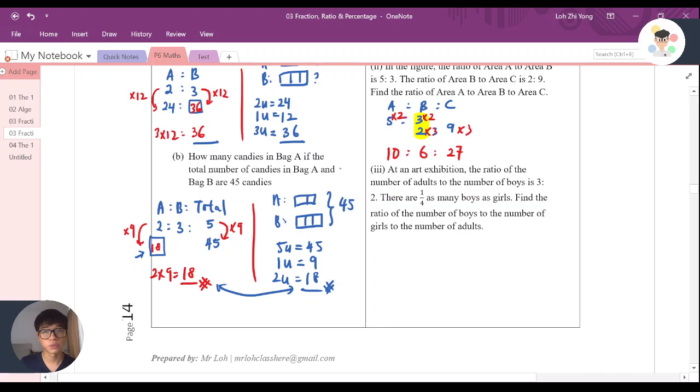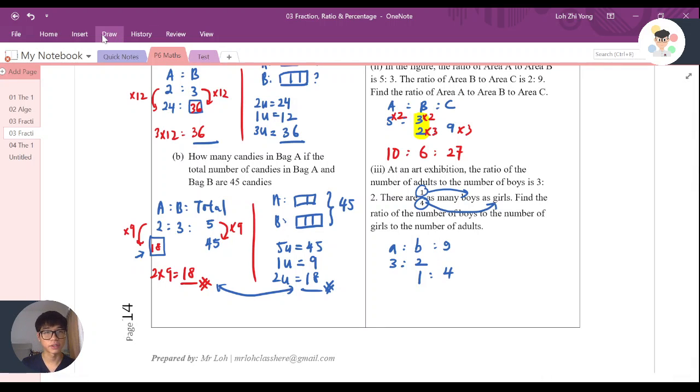At an art exhibition, the ratio of the number of adults to the number of boys is 3 to 2. The next one: there are 1/4 as many boys as girls. Now I know that 1/4 as many boys as girls means this 1 represents boys and this 4 represents girls. So A to B to G, which is girl, here is supposed to be 1, here is supposed to be 4.